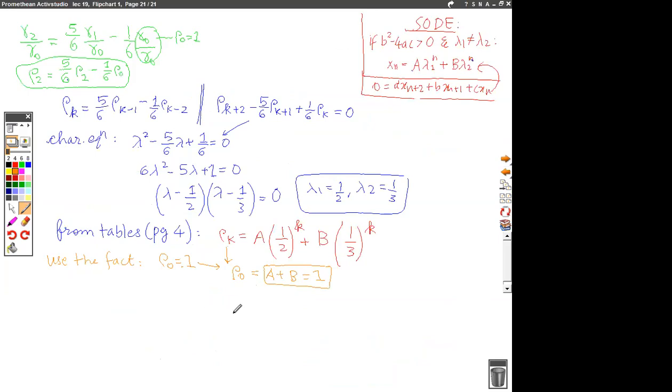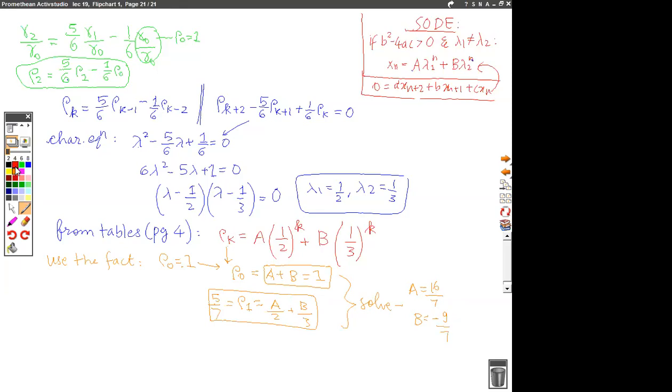So I also know that my rho 1 is just 5 upon 7, and if I substitute k as 1 here, what I get is a upon 2 plus b upon 3. And what I have to do is just solve this equation and this equation right here to get the values for a and b. If you solve those, for a you will get the answer as 16 upon 7. And for b, you will get the answer as minus 9 upon 7.